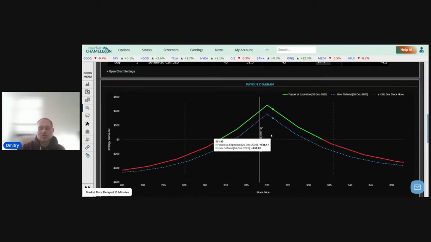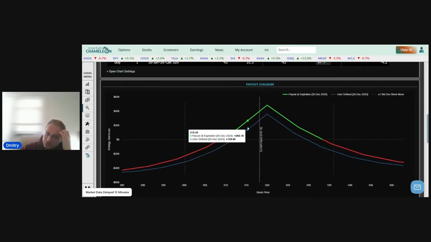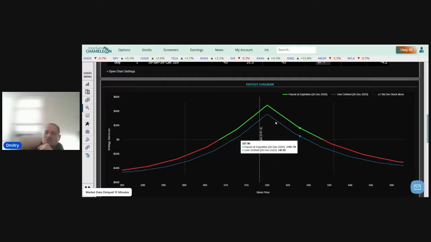And now you could see we have two graphs. One, the original, this is the green and red. And now we have this dotted line, user defined, where now we've removed 4.2. So you could see here, well, if this happens, if the stock is at 320, now the potential payout, instead of $478, drops to $353. And you could see that the payout drops along the entire curve.